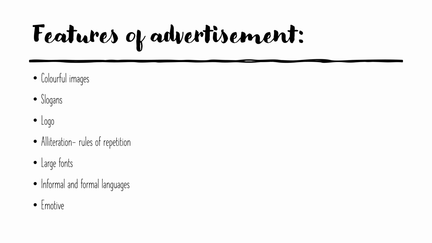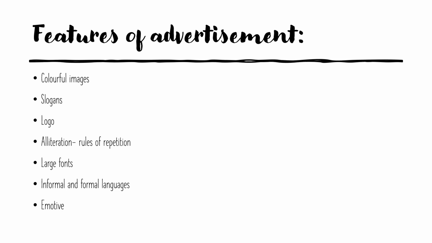The slogans in the advertisement, which are the short catchy phrases, for instance, Nike, just do it, Kit Kat, have a break, have a Kit Kat, KFC, finger licking good, McDonald's, I'm loving it, are very important because they help us to know and distinguish the brand from the rest. The logo is a small image, picture, or symbol to remind us of the product whenever we see it.